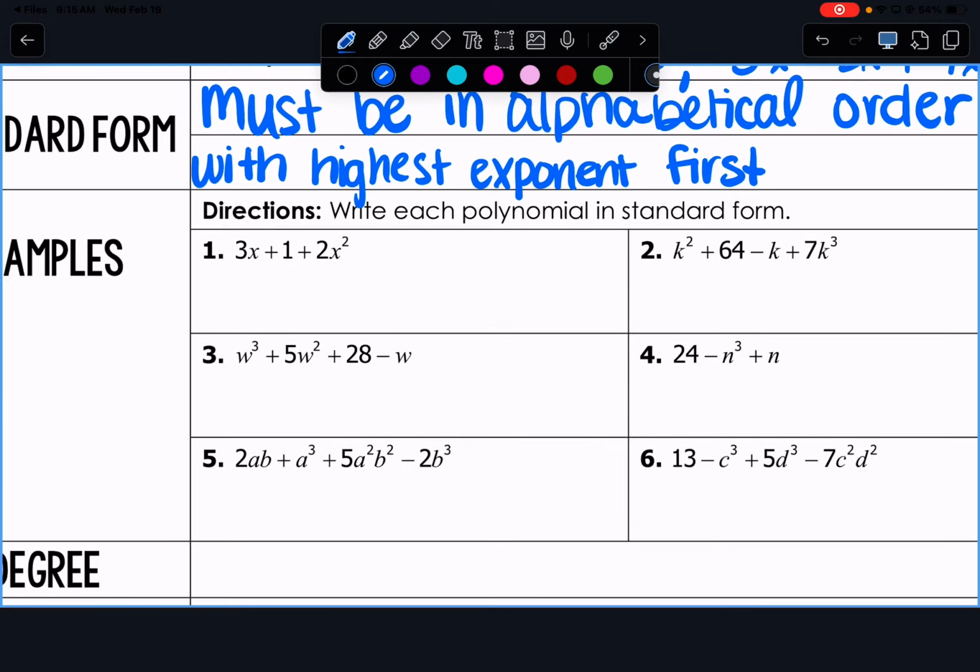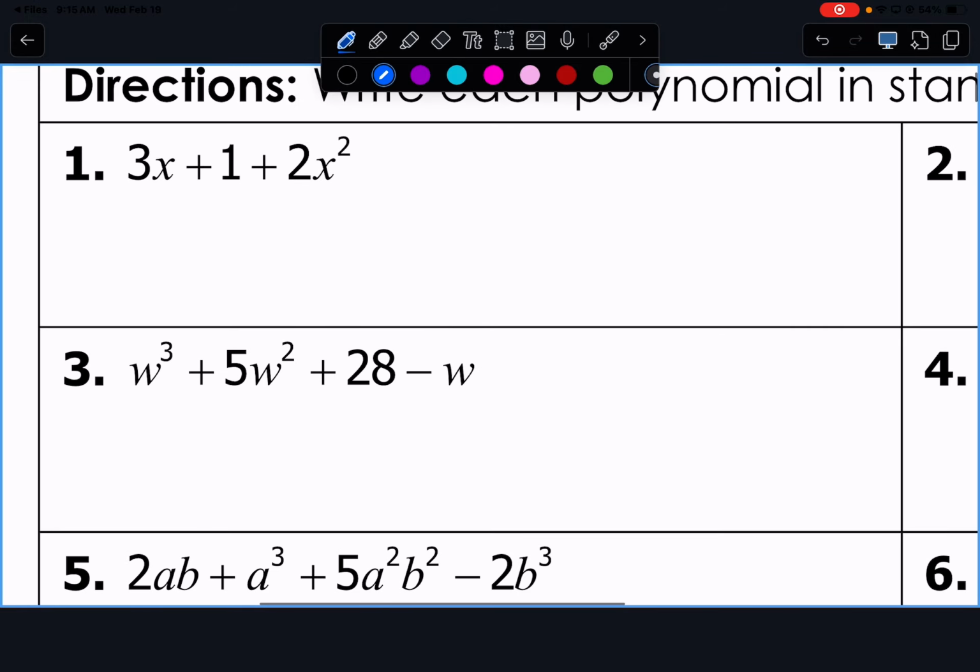All right, so for number 1, okay, the term with the biggest exponent is what? 2x squared. So we're going to say 2x squared first. Then I'm going to go to the term with the next exponent. Technically, the exponent on x is what? 1. So we would do plus 3x plus 1. So all we do is rewrite it so that our exponent goes from biggest to smallest. If we have a constant, that goes at the end. So you don't solve anything? No, we're just rewriting it in standard form.